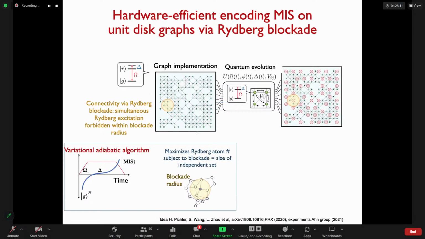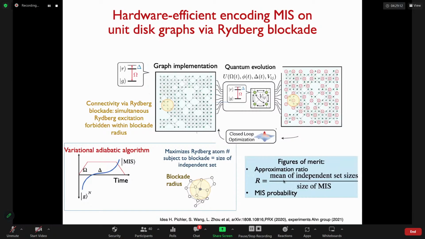And so in this talk, I will focus on what we call a variational adiabatic algorithm. Basically, we'll try to change this detuning in time in some way, in a way that maximizes the number of Rydberg atoms. It will be done in practice using this closed loop optimization scheme.